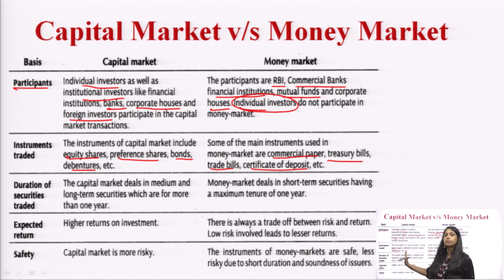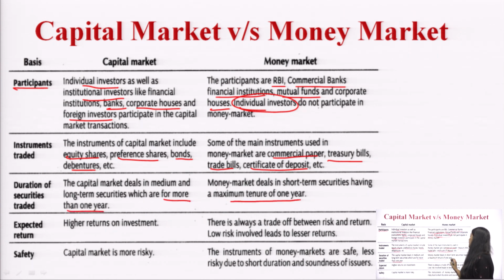Duration, this by far I think you are able to understand: the duration for capital market is more than 1 year and the duration for money market is less than 1 year or maximum 1 year. Expected return: higher the risk, higher the return.